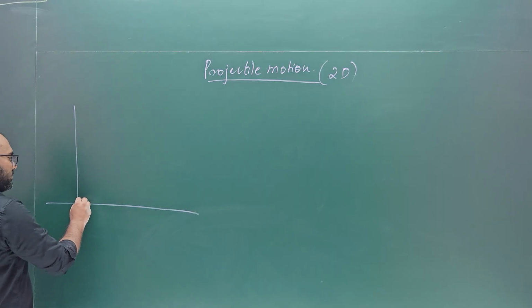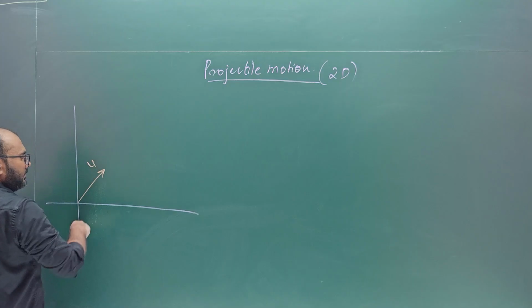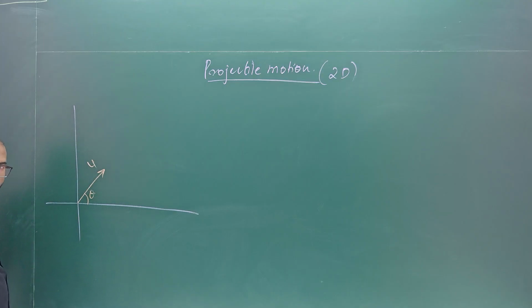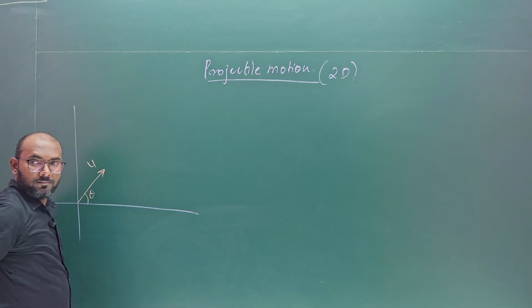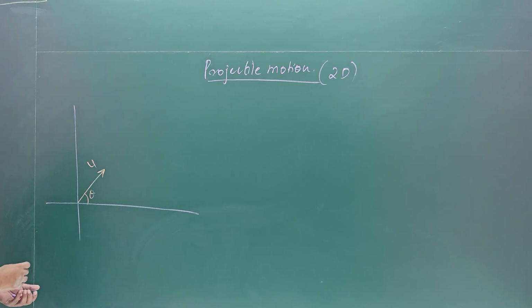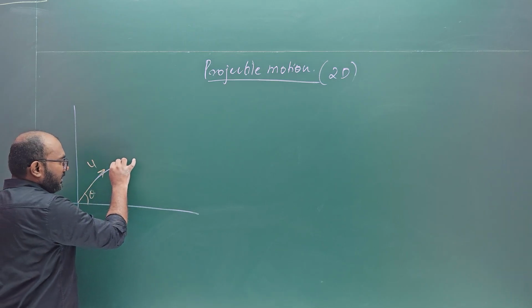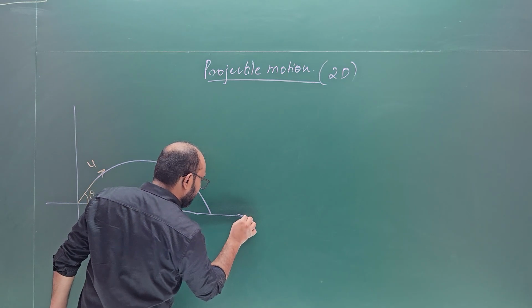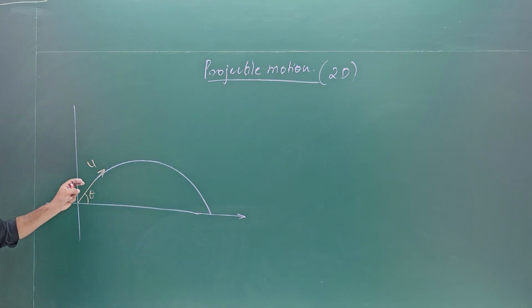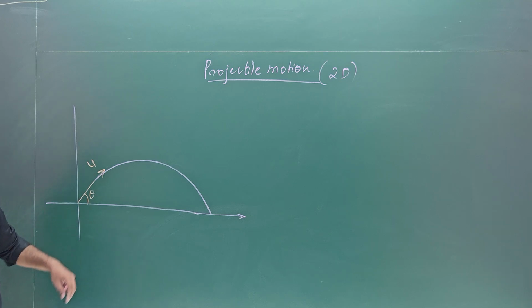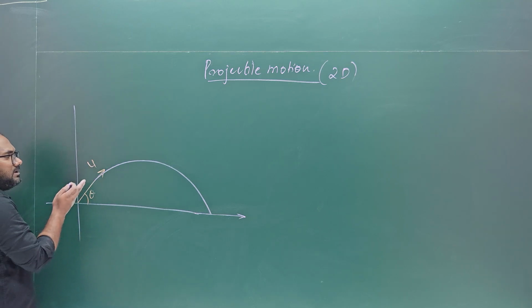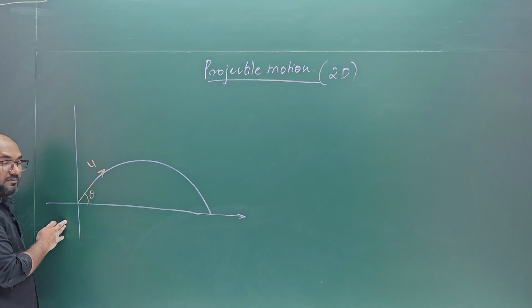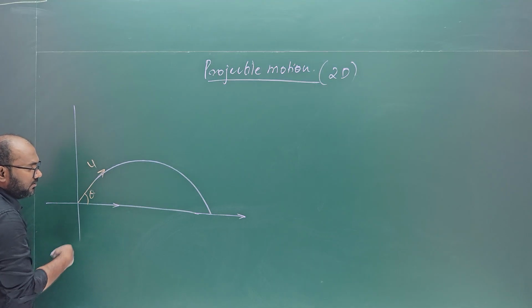Consider an object being projected with initial velocity u, making an angle theta with the horizon. Will that object continue in a straight line like this? No, no. The object will land like over here. So can I say that this is nothing but your projectile motion? This motion, which is represented by a parabola, is known as projectile motion.